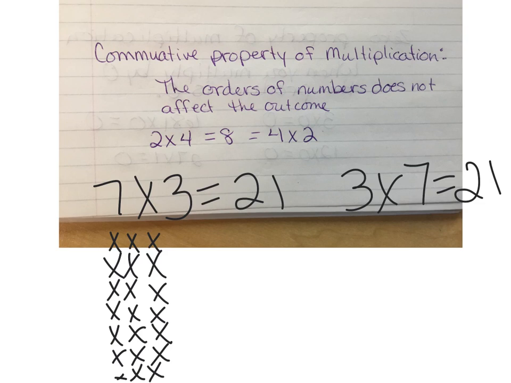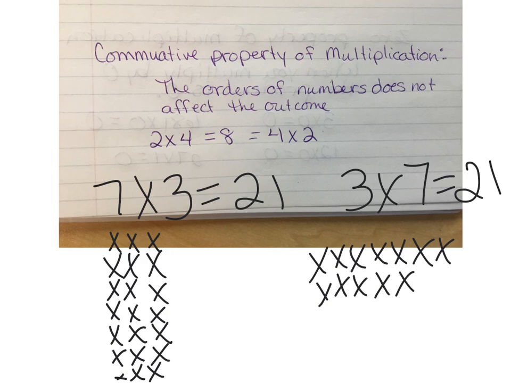The array looks different over here. This is going to be 3 groups of 7. So I'm going to have 1, 2, 3, 4, 5, 6, 7, three times. So this has 3 groups of 7, and this one has 7 groups of 3. It's still going to equal 21. It does not matter the order of the numbers.